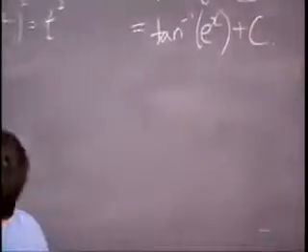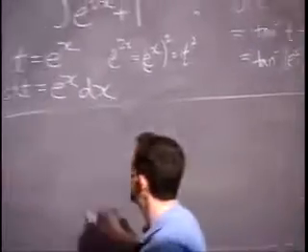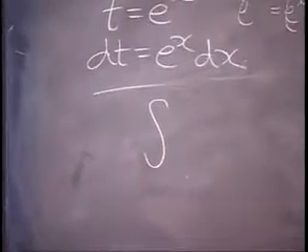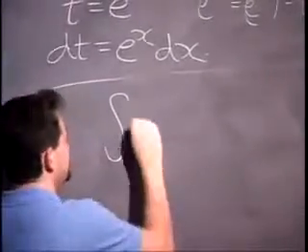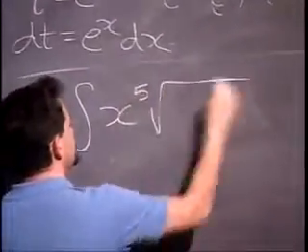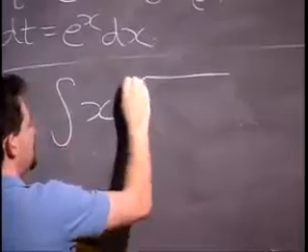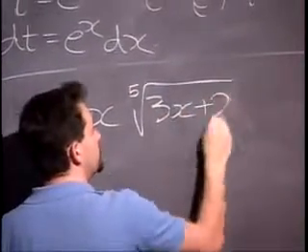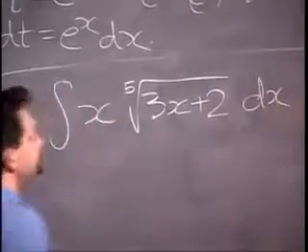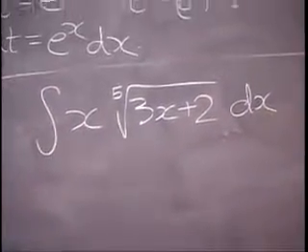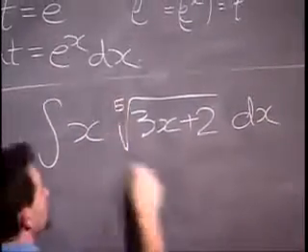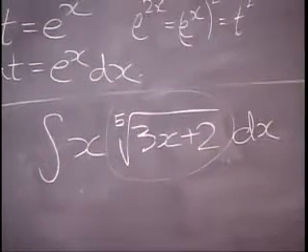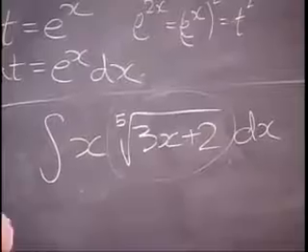All right, let's look at another example. I started 5 minutes late, so I'm going to finish 5 minutes late. Consider the integral of x times the 5th root of 3x plus 2. Well, a good rule of thumb is that if you see an nth root of a linear power, just let t be equal to that.